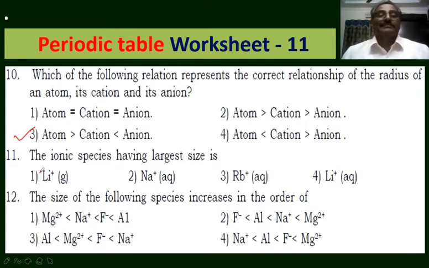Next, 11th question. The ionic species having the largest size is dash. Li+, Na+, or Rb+. Lithium, sodium, potassium, rubidium. These all belong to the same group. Li+, Na+, and Rb+ are the unipositive ions formed from lithium, sodium and rubidium atoms by the loss of a single electron. The ionic radii gradually increase when we move from Li+ to Rb+.